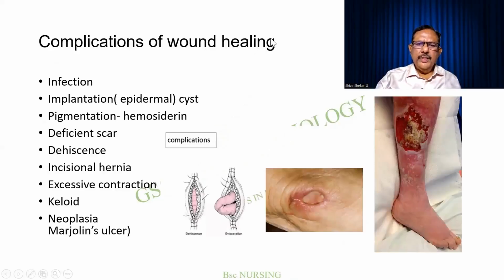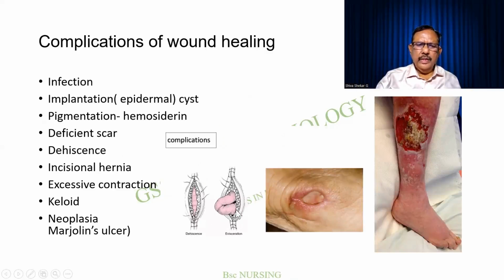Again, the complications of wound healing. Another question for you. It can be infection, it can be implantation. It develops into a sebaceous cyst or an epidermal cyst. Pigmentation with hemosiderin. Deficient scar. So it is not completely covered. Wound dehiscence. So the suturing is complete. Because of the pressure, the viscera comes out.